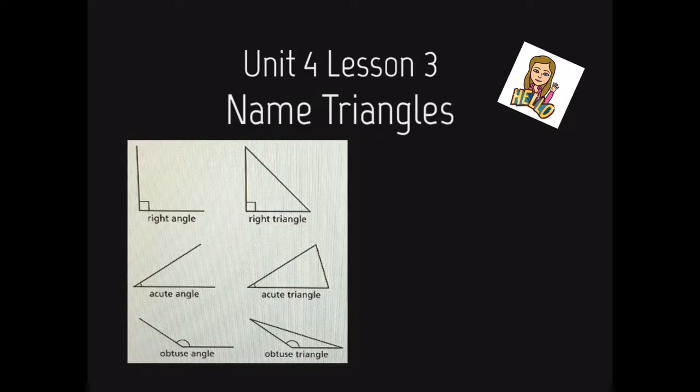In this lesson, we'll be figuring out how we name triangles in order to classify them. On this first slide, I have a couple of examples. You'll notice that I first have what I have shown here in previous lessons of the three different types of angles. So we have right angles, acute angles, and obtuse angles.